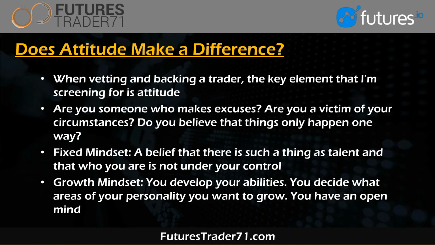Do you believe that things only happen one way? There are two mindsets out there, and there's a really good book on this. There's one called the fixed mindset. This is a belief that things are set. Things in life are really set. That there is such a thing as talent. Talent exists, and who you are is not under your control. In other words, you were born this way. You were born not good at math. You were born not good with numbers. You were born rich or poor or of whatever race, and therefore you're disadvantaged or whatever. That's a fixed mindset. A growth mindset or a flexible mindset is one where you believe that you develop talent.